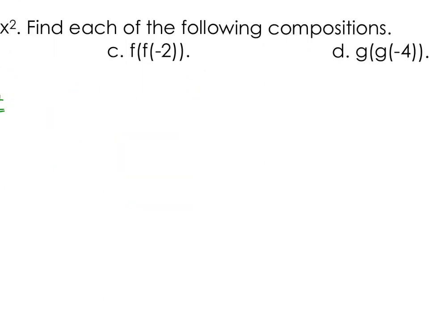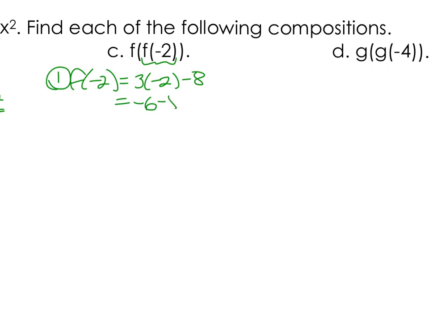We can do a composition where the function stays the same, f of f of negative 2. Order of operations, we're going to work inside out, so we evaluate f of negative 2 all by itself. If f of x equals 3x minus 8, 3 times negative 2 minus 8 gives us negative 6 minus 8, which equals negative 14.